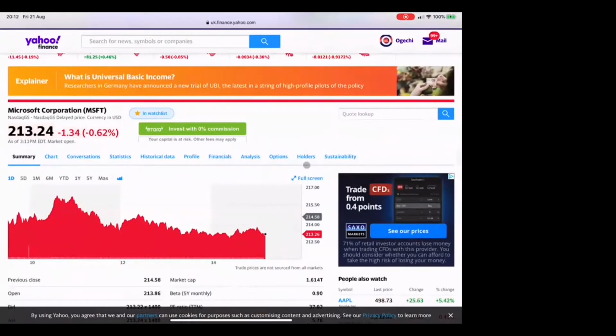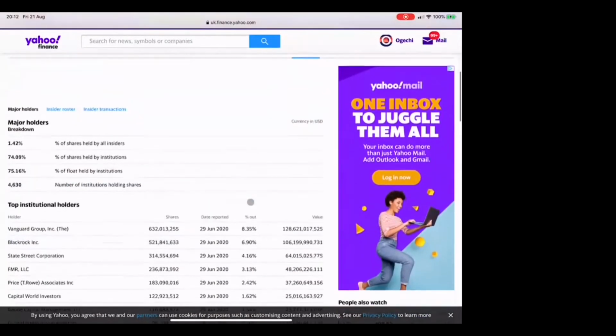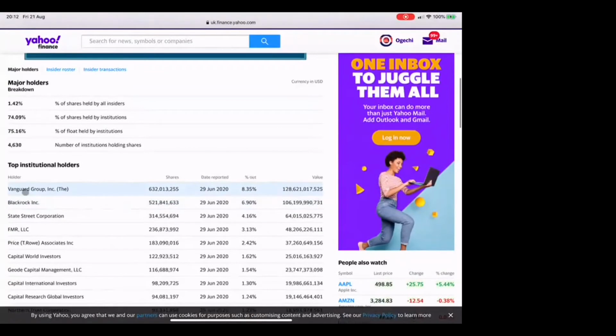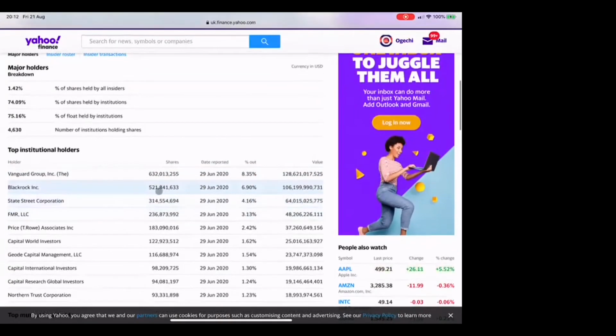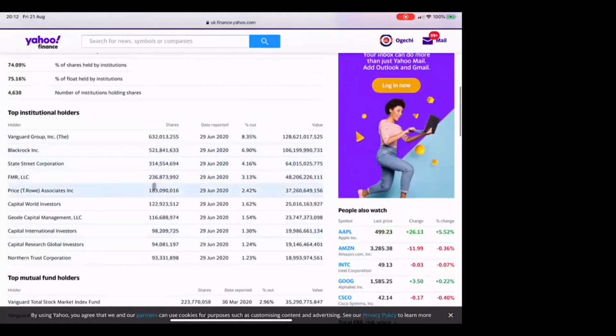This is a very, very important part, the holders. So you want to see who has what in the company. Now check out that. Vanguard Corporation here have got a total of 632 million shares in the company, valued at 128 billion. You have BlackRock. They have almost 522 million shares of Microsoft. I mean, look at the names, the names holding the shares in this company, and the value. And this is just what they've released.